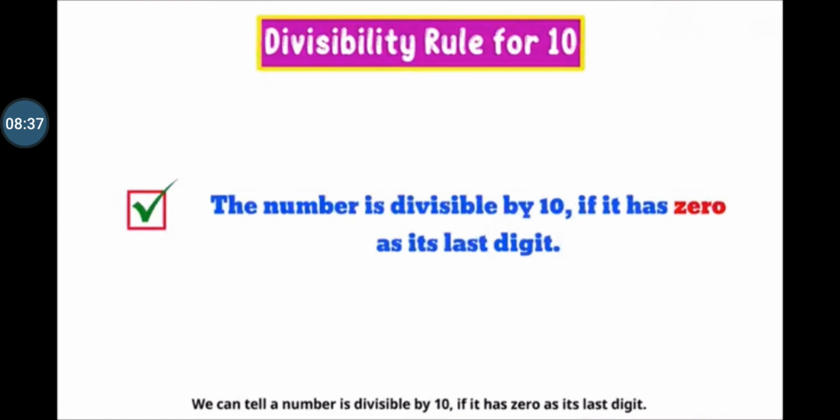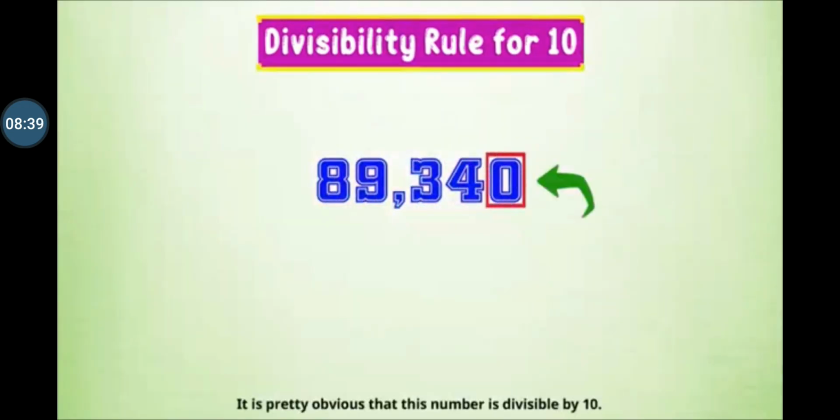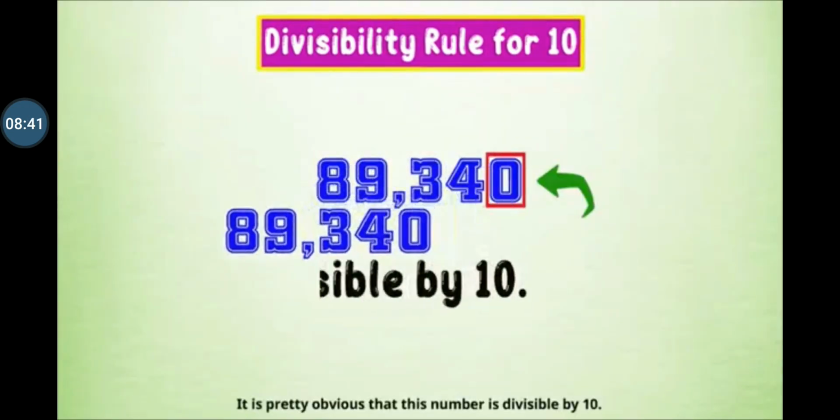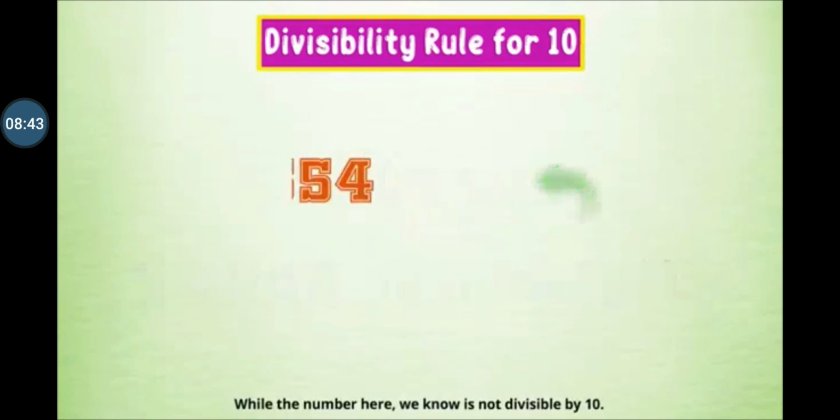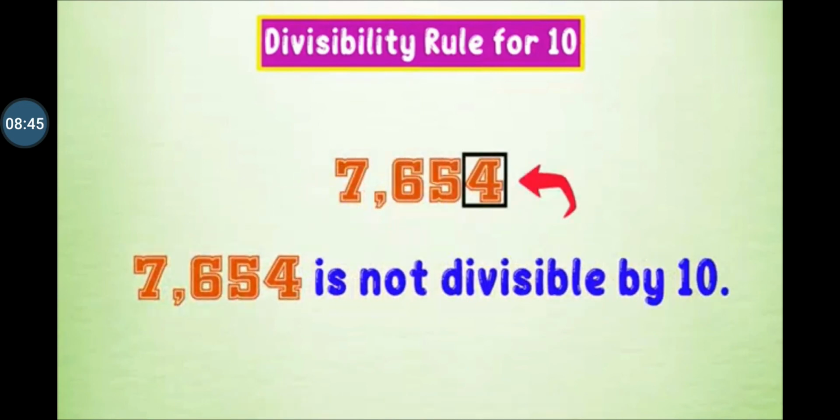And last but not least, the divisibility rule for 10. If any number has 0 as the last digit, it means this number is divisible by 10. In this number, we have 4 as the last digit and 4 is not divisible by 10. So it means this number is not divisible by 10.